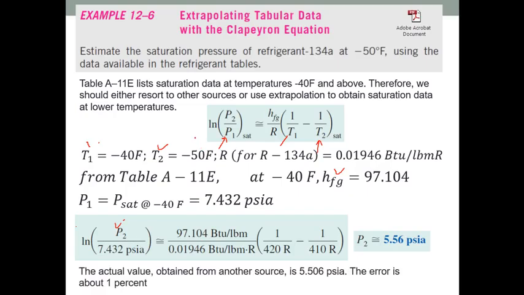Now from some other sources, if we check, that value was 5.506 psi. So the calculated, approximated value is 5.56, whereas the actual value is 5.506. So the error is about 1%. That means the Clapeyron equation is a very useful tool to extrapolate or to estimate unknown values that are not available in the table.